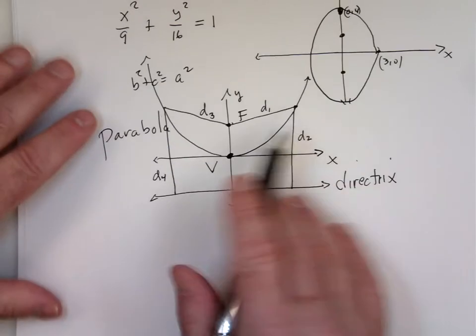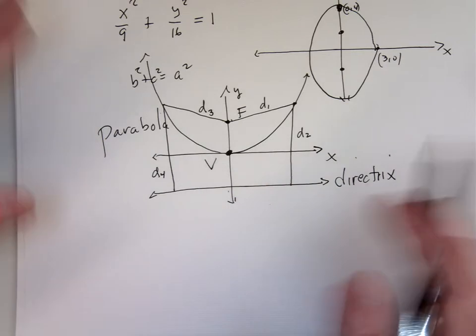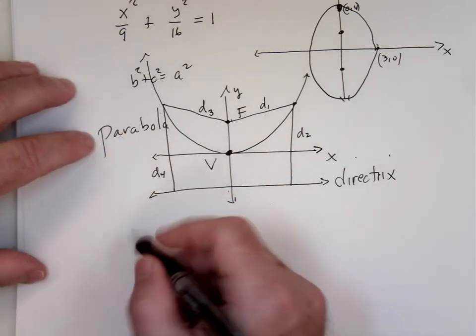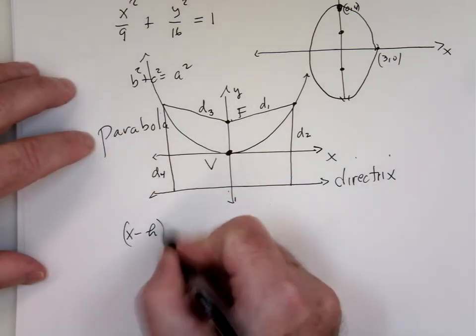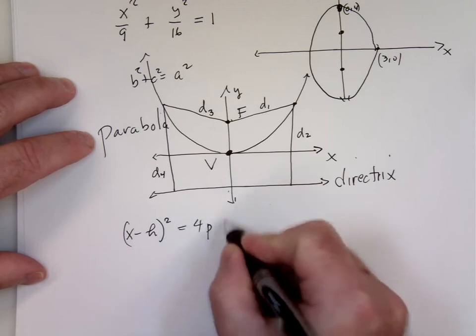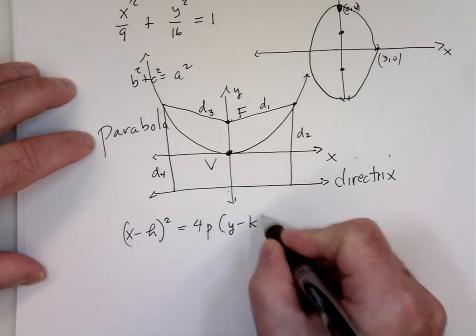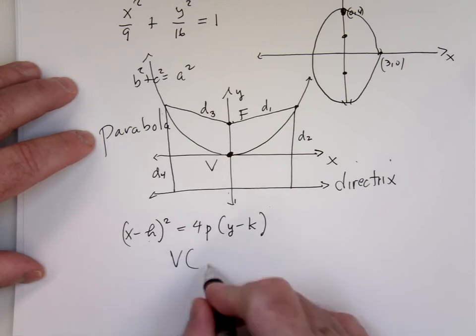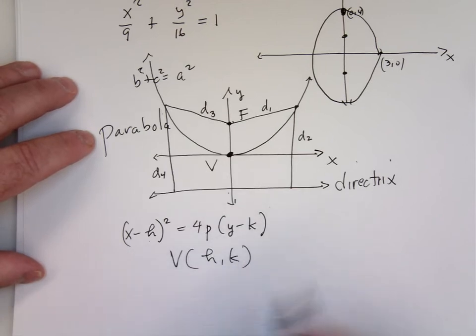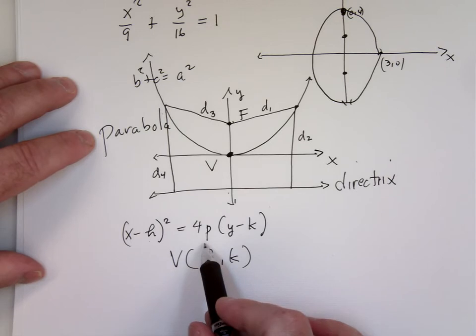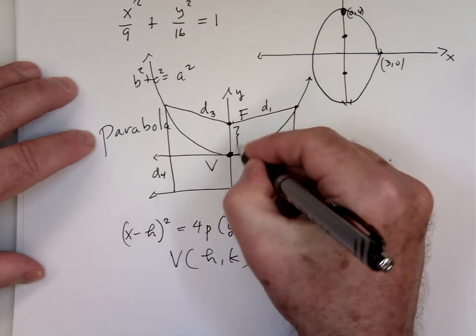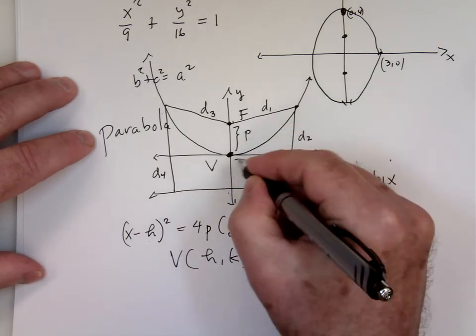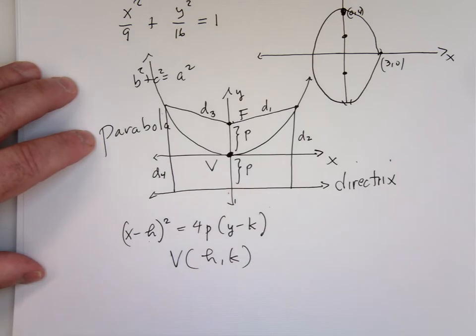The equation for the parabola that you get, in general, if you move this off the origin, is (x minus h) squared equals 4p times (y minus k). Okay. h, k give you the vertex. P is important. It's the distance from the vertex to the focus. It's also that distance from the vertex to the directrix.